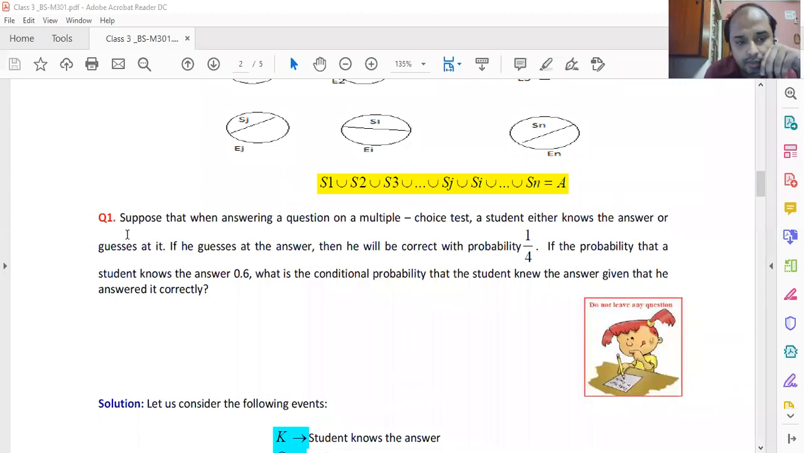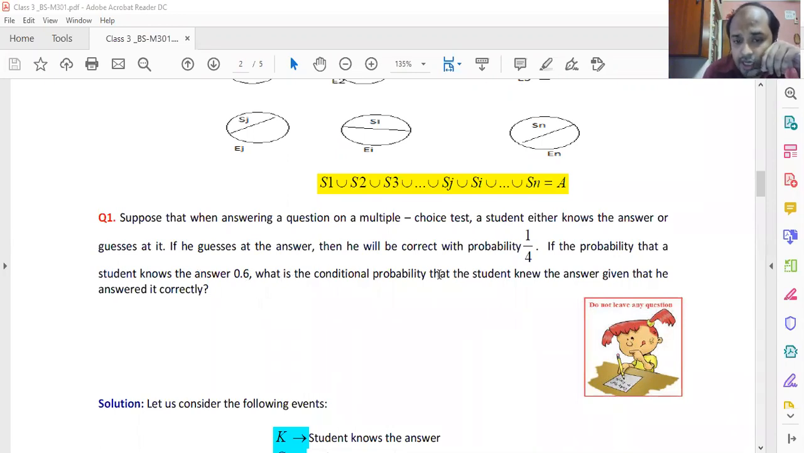What is the question? Suppose that when answering a question on a multiple choice test, a student either knows the answer or guesses at it. If he guesses at the answer, he will be correct with probability 1 by 4. The probability that the student knows the answer is 0.6.